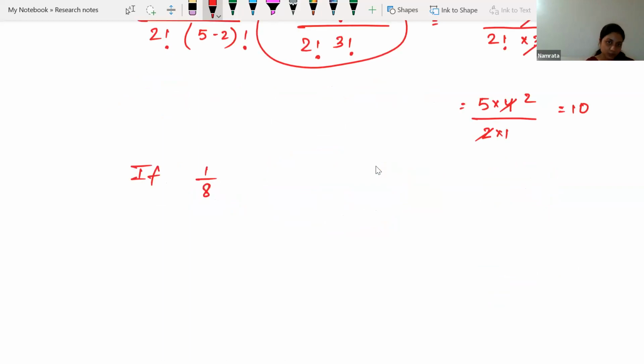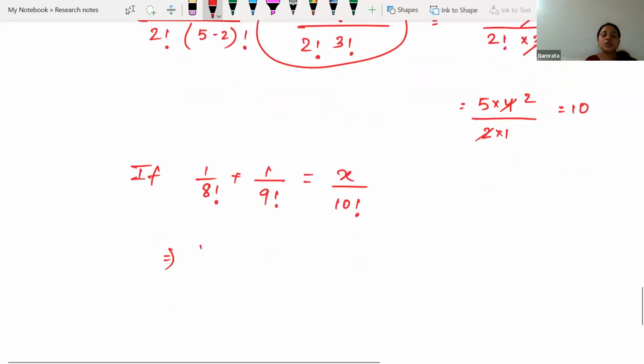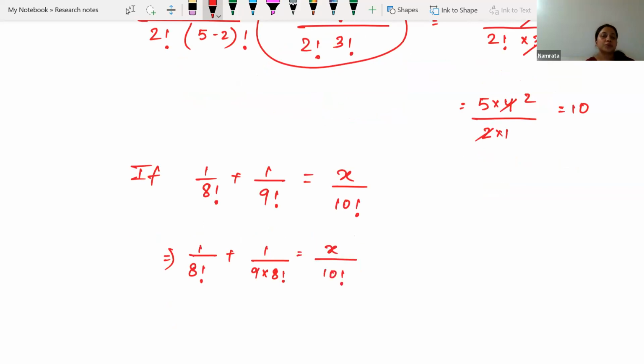if we have 1 by 8 factorial plus 1 by 9 factorial is equal to x by 10 factorial, then we have to find the value of x. How will we find the value of x? Let's solve this equation. We don't have to prove it, we have to find the value of x. So here the LCM will be 8 factorial, let's write it as it is. 9 factorial, can we write it as 9 into 8 factorial? Yes, ma'am. Is equal to x by 10 factorial, let's write 10 factorial as 10 factorial only for now.